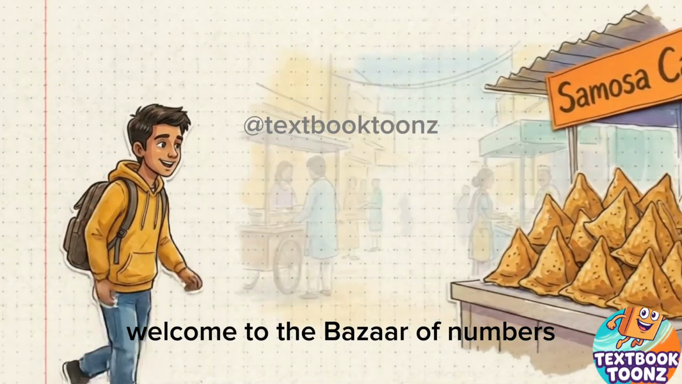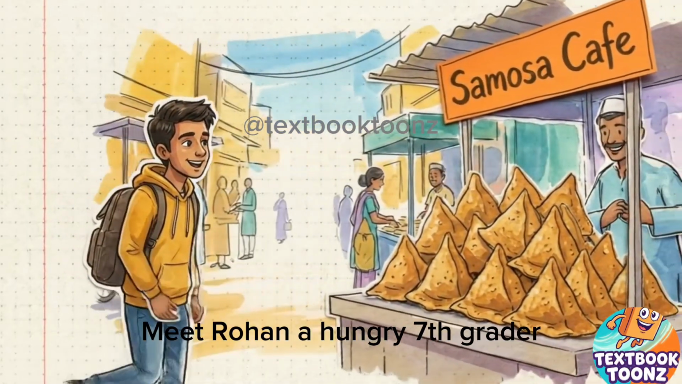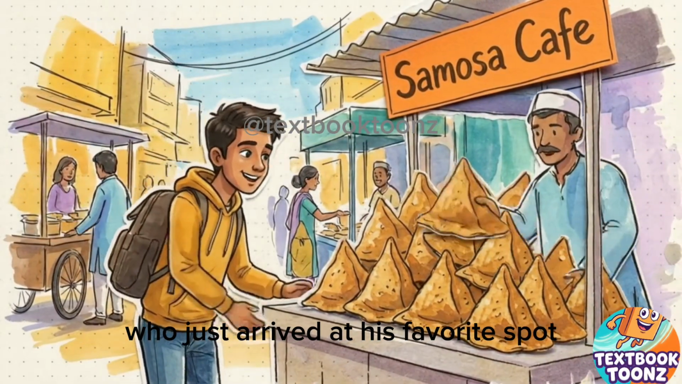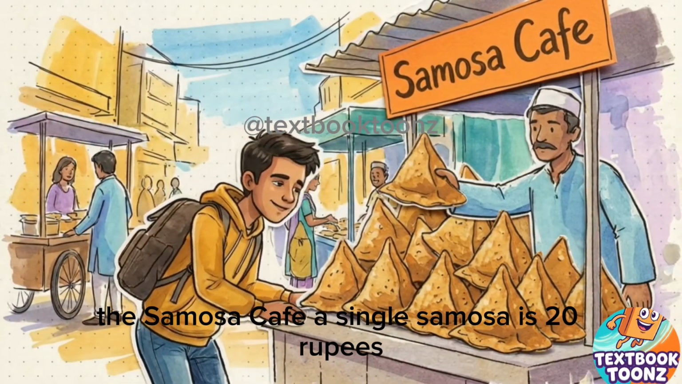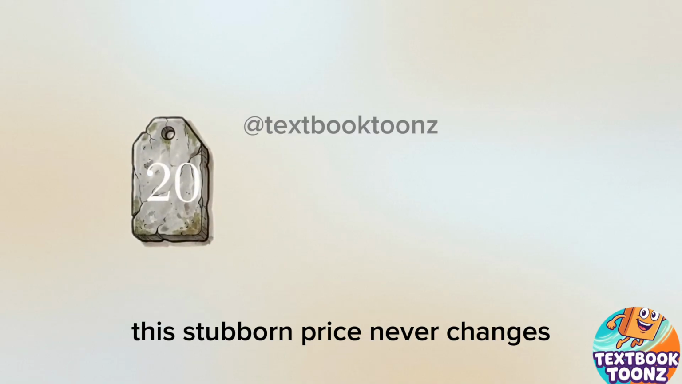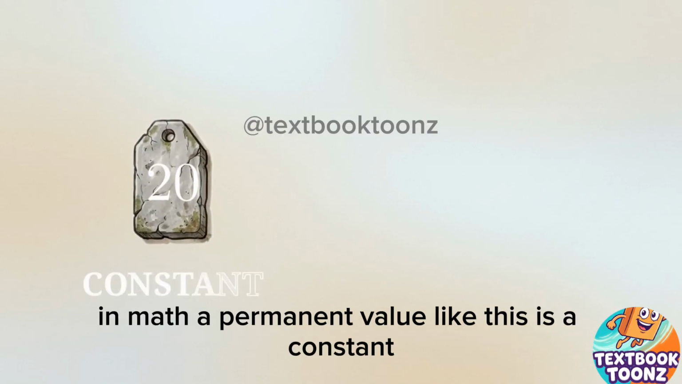Welcome to the Bazaar of Numbers. Meet Rohan, a hungry 7th grader who just arrived at his favorite spot, the Samosa Cafe. A single samosa is 20 rupees. This stubborn price never changes. In math, a permanent value like this is a constant.